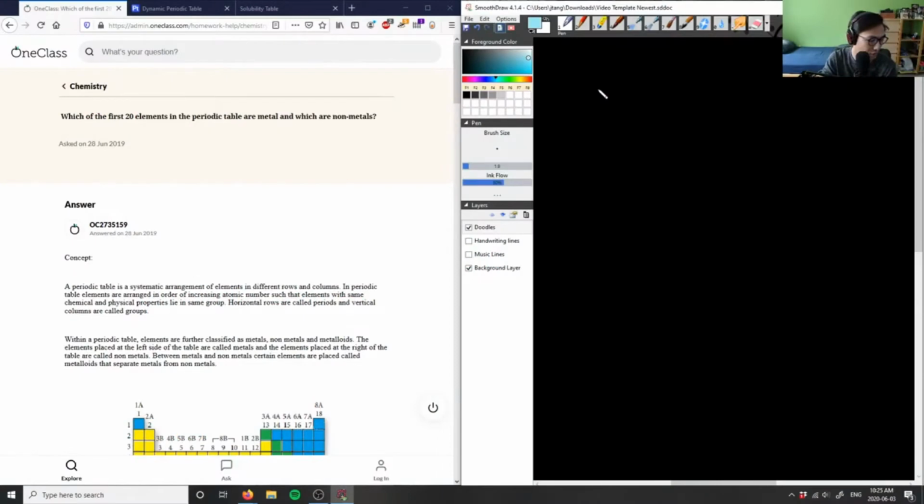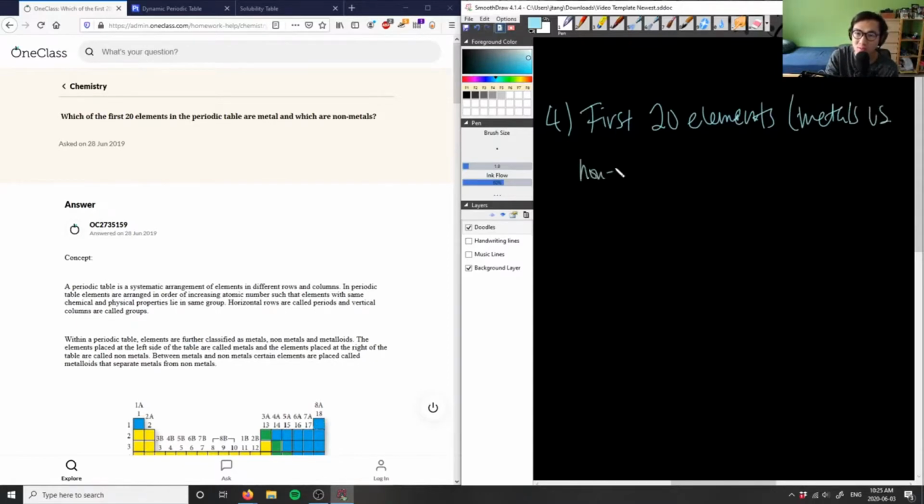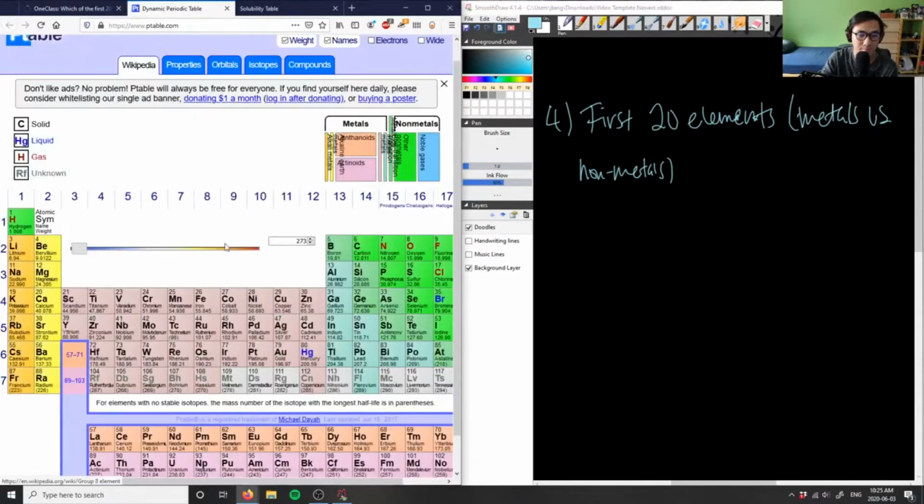Which of the first 20 elements on the periodic table are metals and which are non-metals? So this is more of an inspection kind of question here. First 20 elements, metals versus non-metals. So look at our periodic table here.